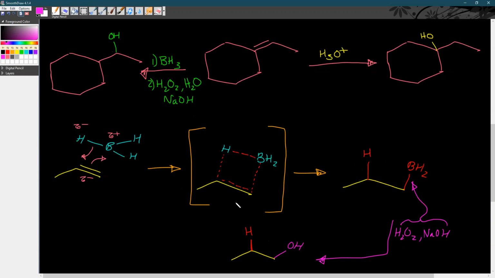Okay, so this is how we end up getting this reaction to take place the way we want: we put the boron on the less substituted side and then replace it with the oxygen in the hydrogen peroxide, so we end up getting the product that we want.